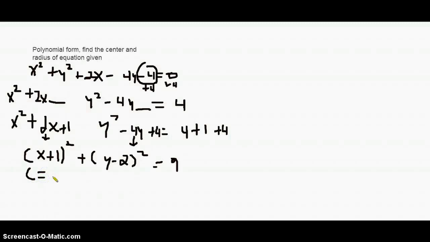So the center equals (-1, 2). Basically, for finding the center, I switch these signs. And then I still have to find the radius. I see up here that I had radius squared, so I would have to find the square root of 9 in order to find the radius, because that would undo the squaring. So for radius, it's going to be the square root of 9, which is 3.